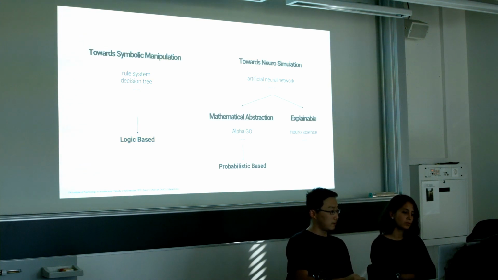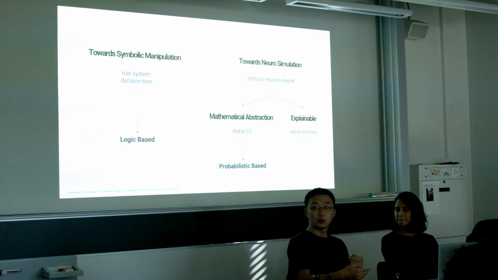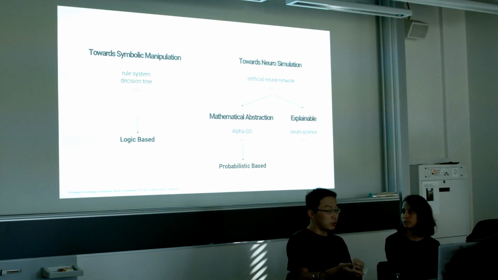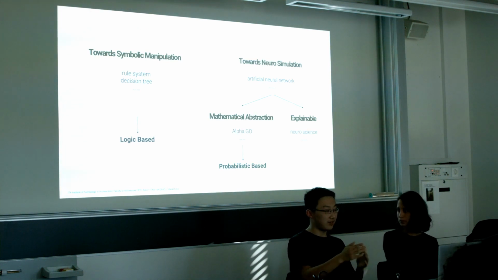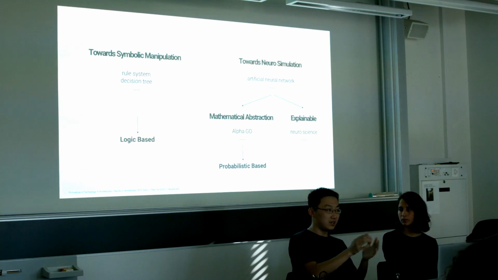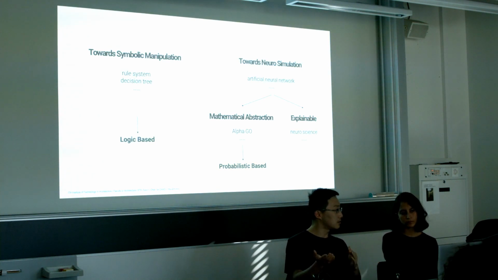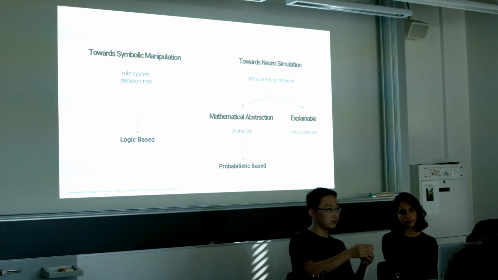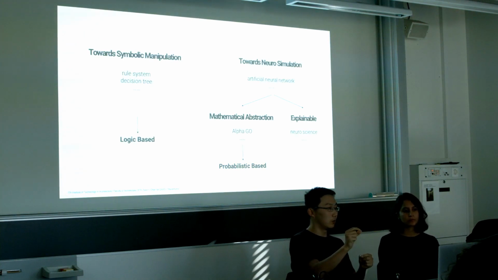And then this branch gave us approaches that I called here logic-based. For example, it could be a rule-based system, or it could be a decision tree that has many if-else decisions. So for example, if something happened, what should we do? If something else happened, what should we do? So basically, this is the idea of symbolic manipulation. Every symbol represents, let's say, a decision or a condition.